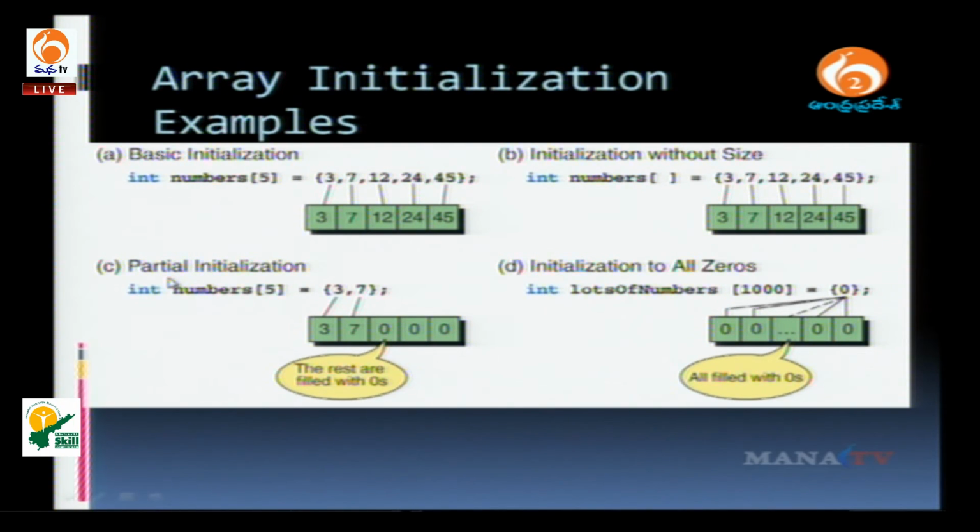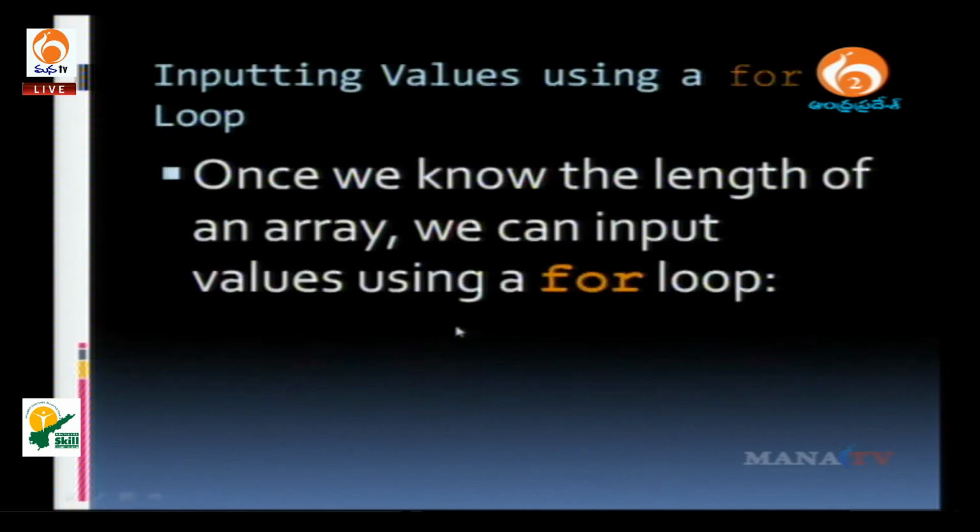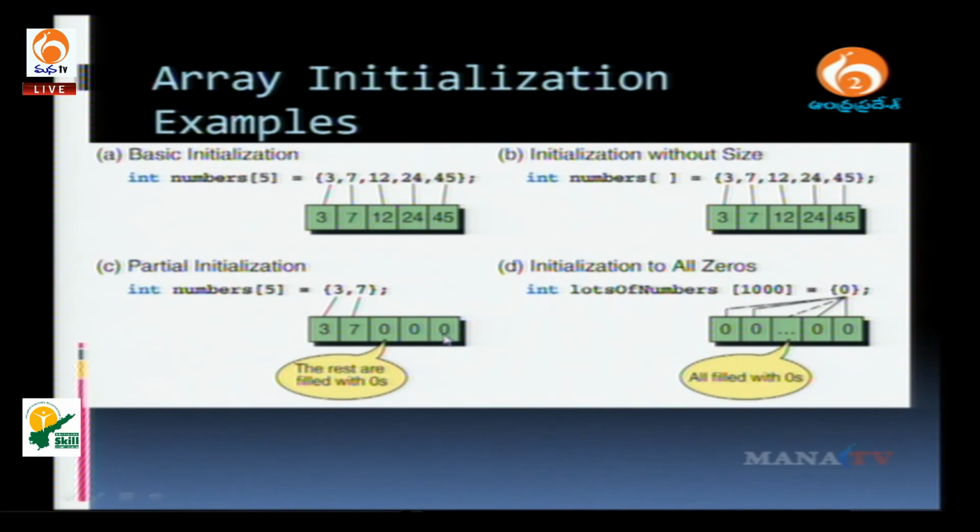Okay, next see the example C, partial initialization. Int numbers of 5 means an array of size 5 is created in the memory. But I am initializing only 3, 7, and the remaining elements are filled with zeros.